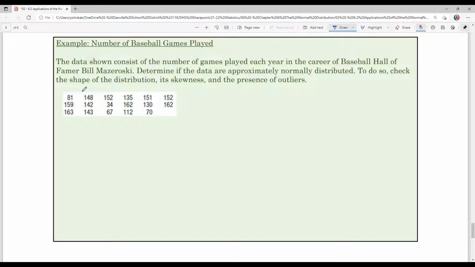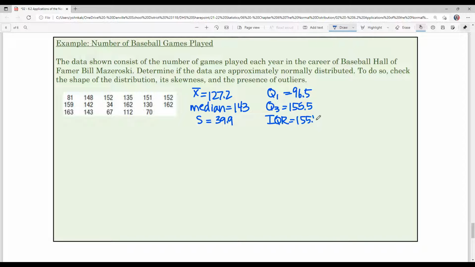All right, so if I type this data into my calculator and do one var stat, it's going to give me a mean of 127.2. It's going to give me a median of 143 and a standard deviation of 39.9. It will also give me a Q1 of 96.5 and a Q3 of 155.5. While we're here, we might as well find the IQR, which is taking 155.5 and subtracting 96.5. That gives us an IQR of 59.